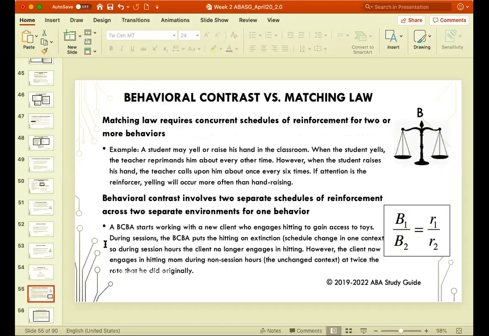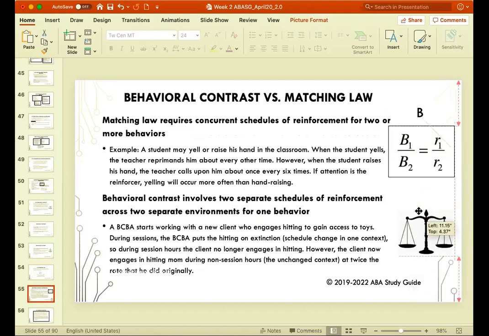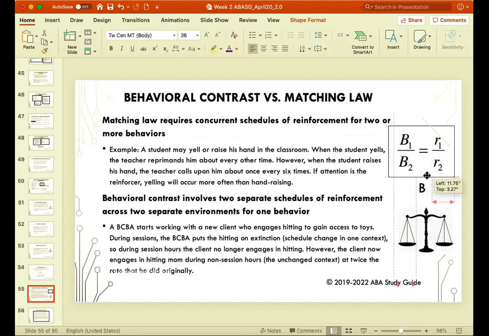Matching law requires concurrent schedules of reinforcement for 2 or more behaviors. Should be like this. And I just put this in earlier today. This is not on your slides. So matching law requires concurrent schedules of reinforcement. We have 2 or more schedules. Matching law, we got our B's. Behavior contrast has to do with one behavior, and it's contrasted based upon the relative schedules of reinforcement.